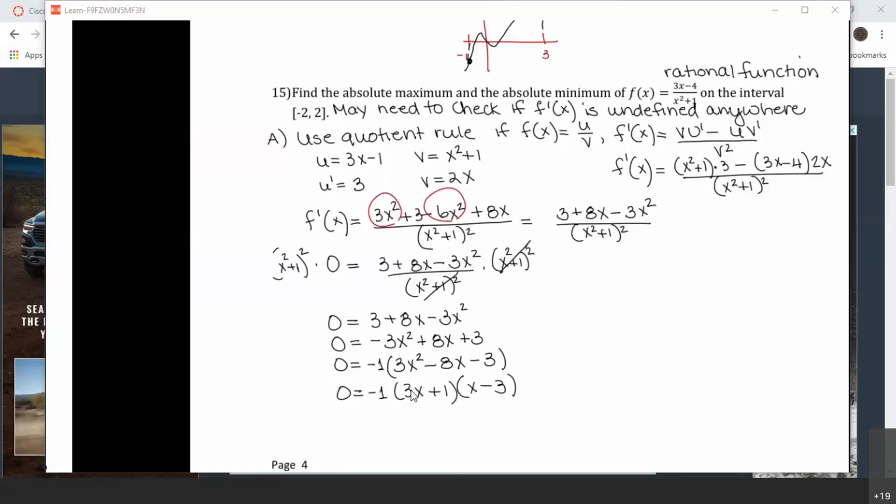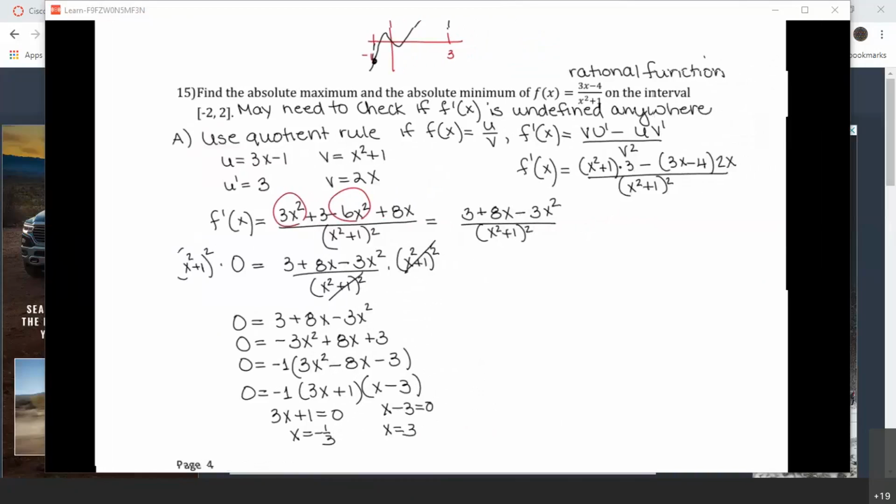And you can see if you quickly FOIL it, this is going to give you 3x squared. Then you get -9x plus 1x is -8x, and then +1 times -3 gives you the -3. Set each term with an x equal to 0, and this will give you x equals -1/3, x equals 3. So those are my critical numbers.